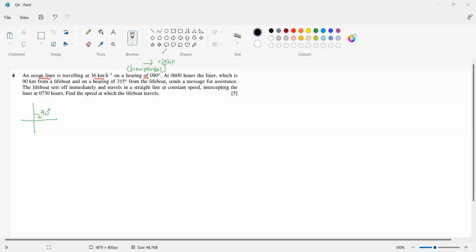So that we have the first diagram. It's going this way, just a horizontal line. The ocean liner is going like that at 36 kilometers per hour. Just the ocean liner. I just put a dot here and mark that as the ocean liner.